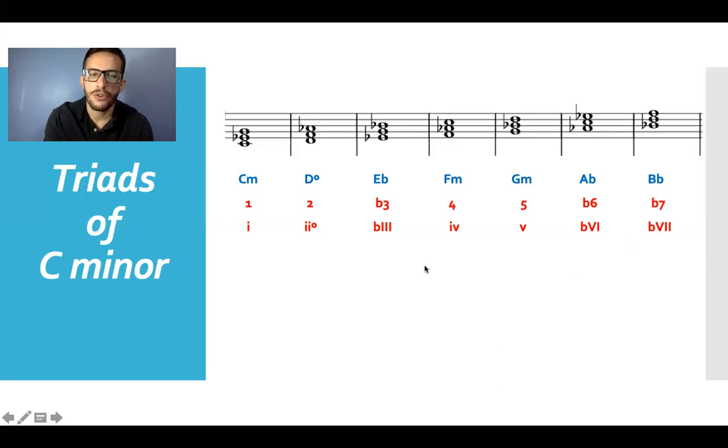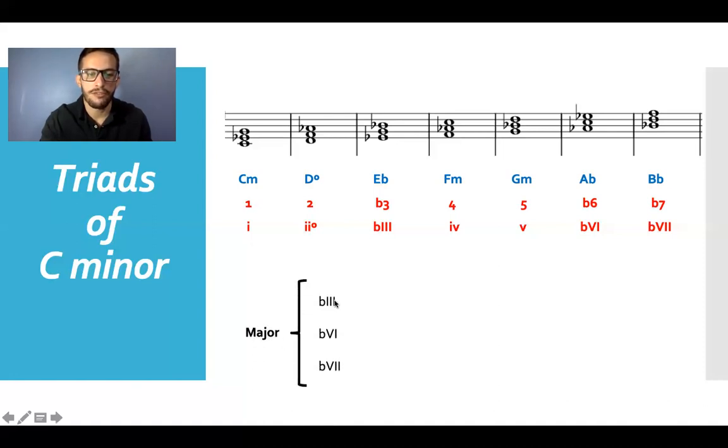Okay, so the Roman numeral analysis for the triads of the minor scale is going to look like this, always. Okay, there is no exception. It is always going to be like this. The same way that in the triads of the major scale, 1, 4, and 5 were major, 2, 3, and 6 were minor, and 7 was diminished, the same thing happens here. They will always be like this.